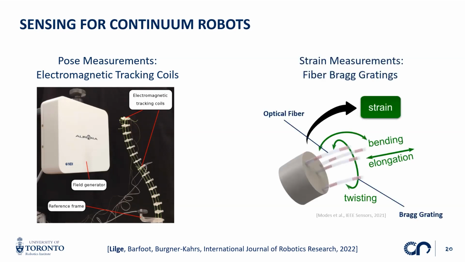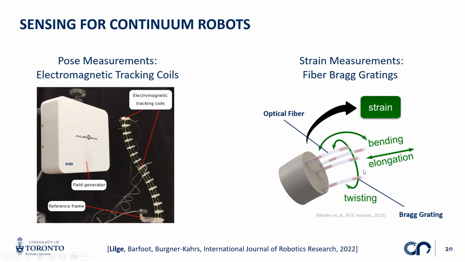And the other one is using fiber Bragg gratings to get strain measurements. In this technique, usually multiple optical fibers are integrated in my continuum robot, and then you shoot a light through these fibers. At discrete positions along each fiber, I have a Bragg grating that reflects a certain wavelength and transmits a certain wavelength of the light I shoot through there.